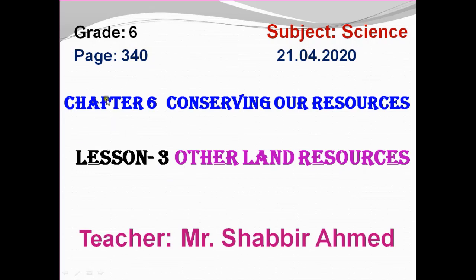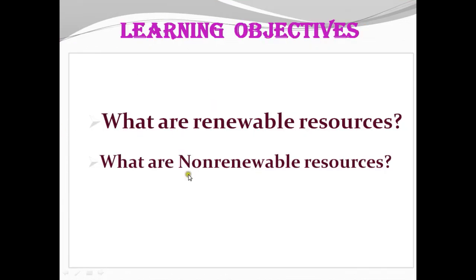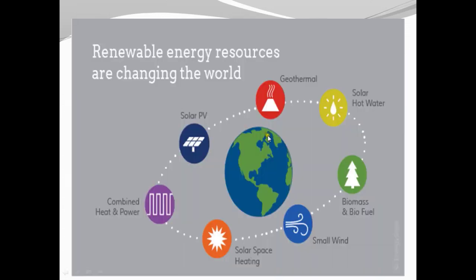In this lesson we are going to start from page 340. In today's lesson we are going to discuss the main important thing, that is the learning objectives for today's lesson: renewable resources and non-renewable resources. As we are talking about the renewable resources, now let's see what the renewable energy resources are which are changing the world. So these are the different renewable resources which are changing the world. In short, we can say that these are the different sources which are changing the world.